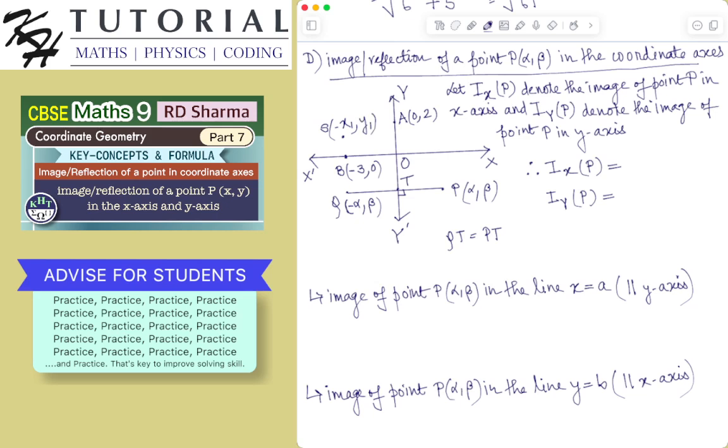From S, I will draw a line perpendicular to the y-axis, and I will extend it to the point U, so that U will be at the same distance from the y-axis as S is. S is at a distance of x1 from the y-axis. Remember that x1 is positive. So U will also be at a distance of x1 from the y-axis, and the ordinates of S and U will be the same. So the coordinates of U will be x1 comma y1.